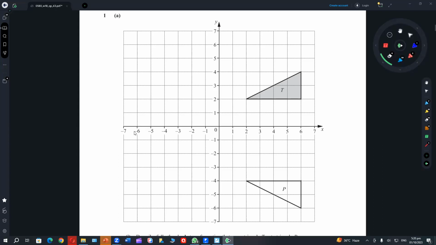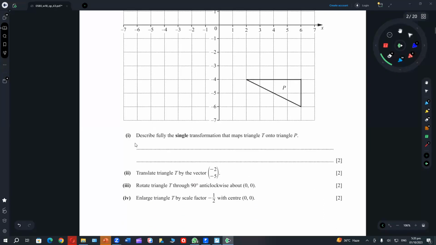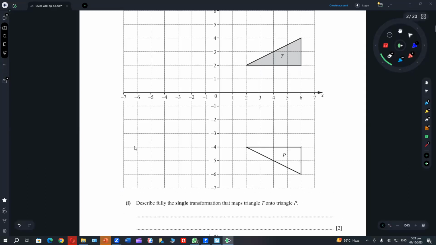If you get it, can you read that question? Describe fully the single transformation that maps triangle T onto triangle P. Do you think it is a reflection? It's a simple flip.